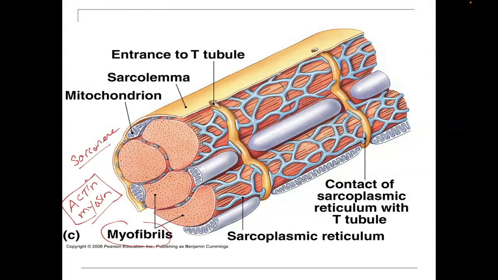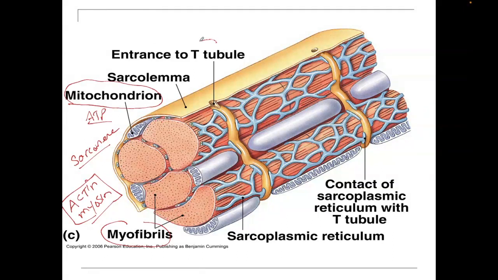And the sarcomere is what we're looking at here. It is the functional unit of muscle. So myofibrils are here. Notice muscles have lots of mitochondria because muscles are always contracting, and mitochondria, we know, produce ATP, which is energy.